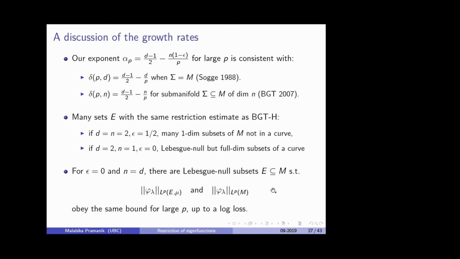So in a sense, what this shows is that even though submanifolds enjoy a lot of rich properties associated to the differential geometric structure, as far as eigenfunction restriction estimates go, there are many other sets of the same dimension lacking those geometric structures that obey the same estimates.